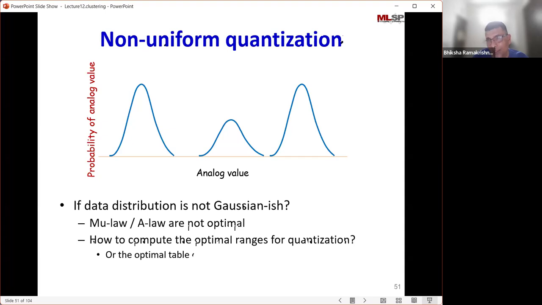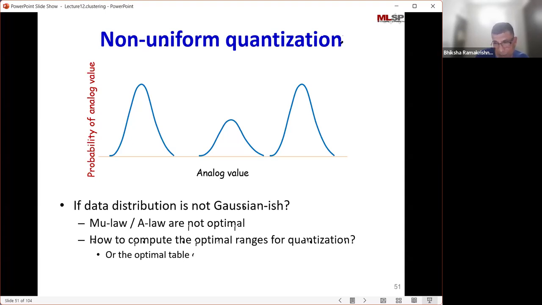Everybody's awfully quiet. So can I pick on somebody? You want high probability regions to have narrower bins and low probability regions to have wide bins because you know that data only falls here. There's no point in having many bins in these regions, correct? So you want to have lots of bins in these regions and very few bins in these low probability regions, right? Yes or no?